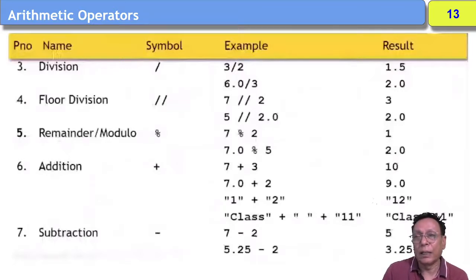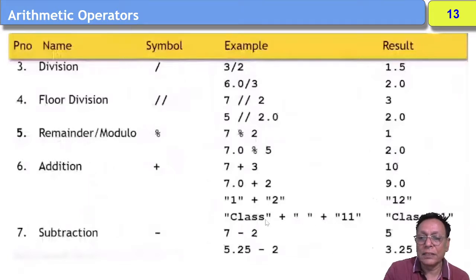But what happens when in place of integers or float values, there are strings? When you apply the plus sign between strings, it means concatenation, that is, joining of the strings takes place. Here '1' is a string and '2' is also a string, so when plus is applied, it will give you '12' here.